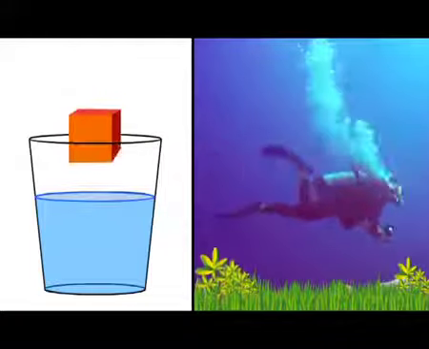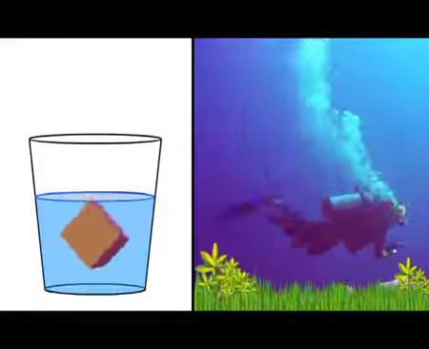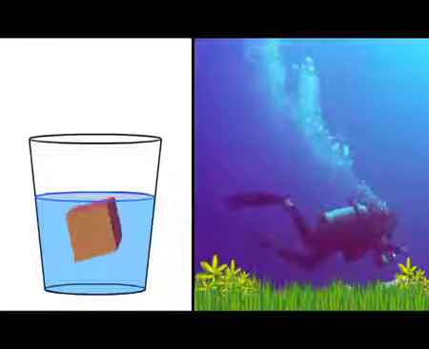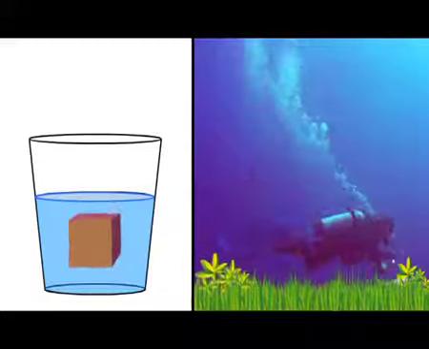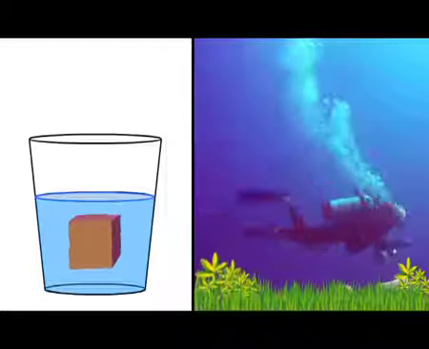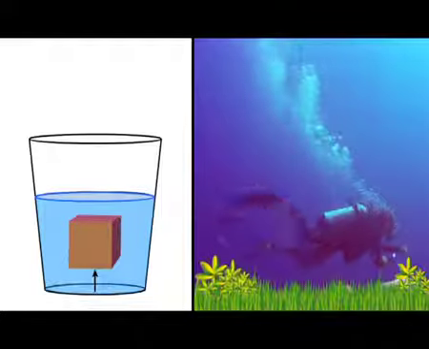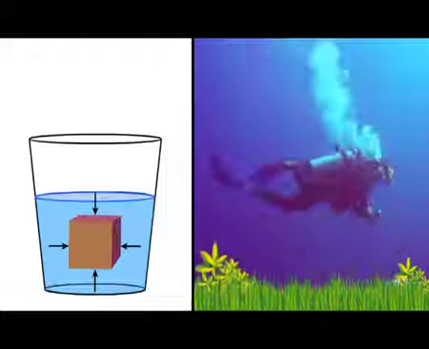So as you can see in this picture, the cube is completely submerged in a liquid, so it's being acted upon by forces from all directions. And on the right there is an underwater swimmer, and the forces are again exerted on him from all directions. So the bodies are undergoing volume deformation.